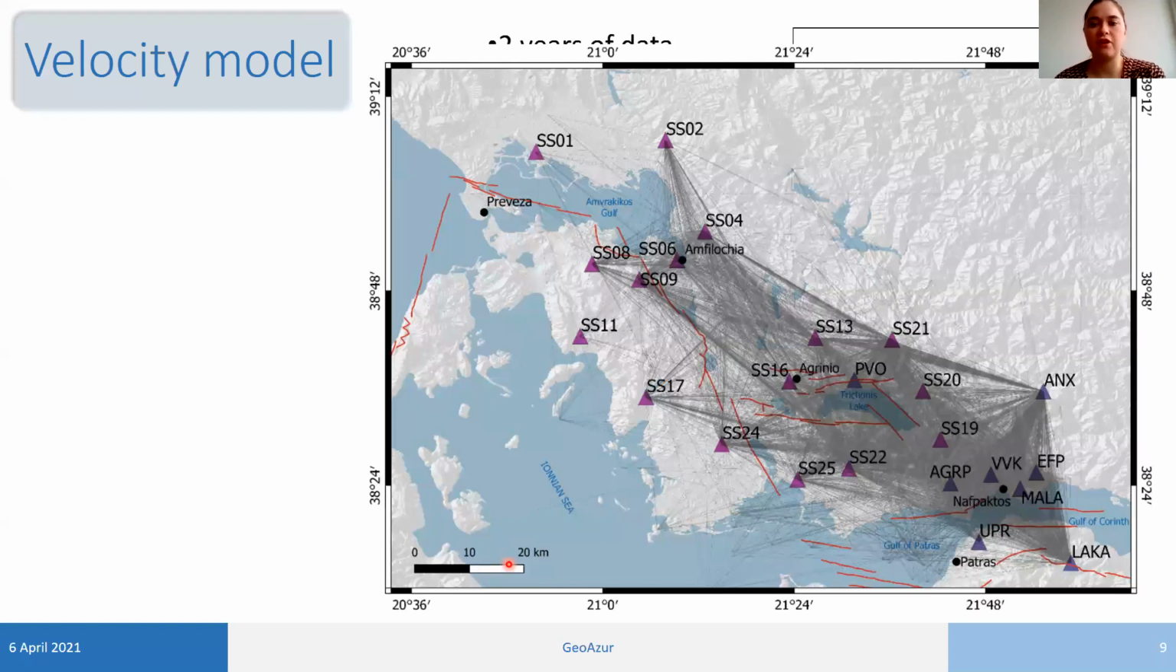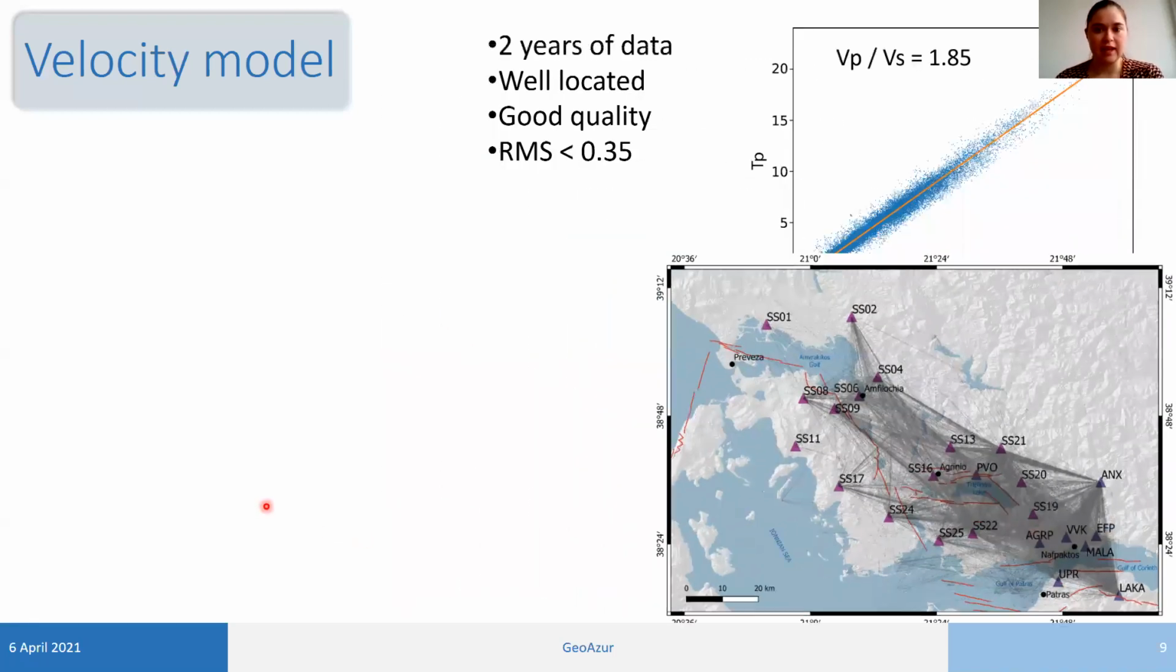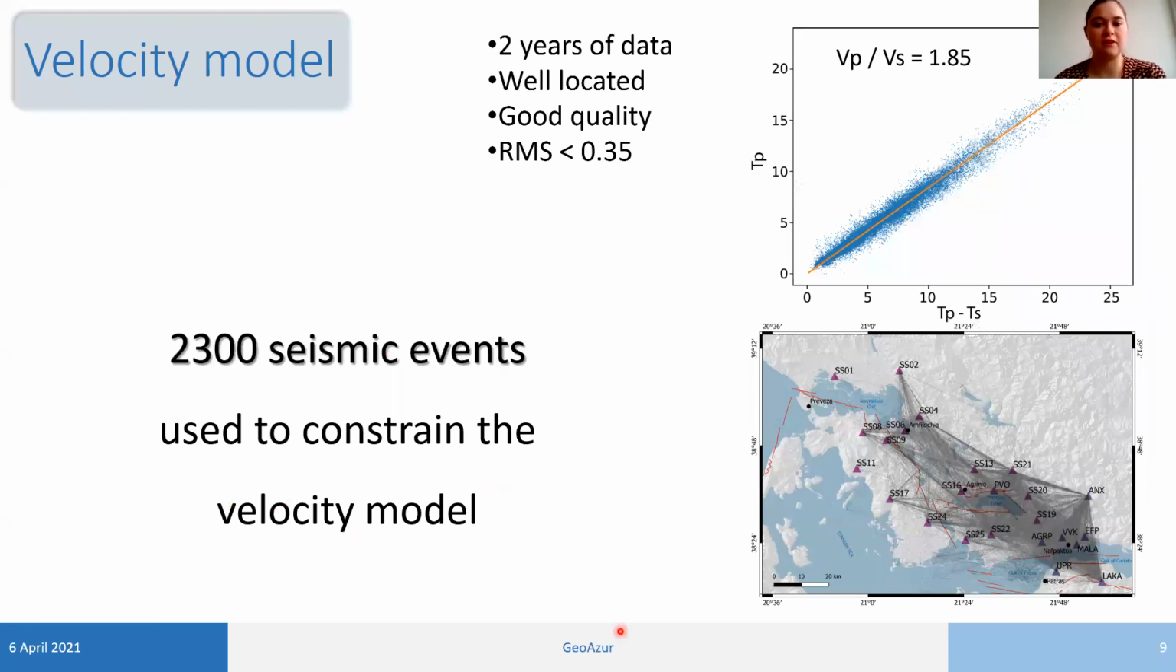And we take a look at the ray coverage map to see where our velocity model is better constrained. You can see here a map with all the trajectories between events and stations where the events are detected. We cover the Trichonis Lake region, the Stamna faults, but also the Katouna faults and around Amfilochia and Nafpaktos city. In total, it's 2,300 seismic events that have been used to constrain our velocity model.